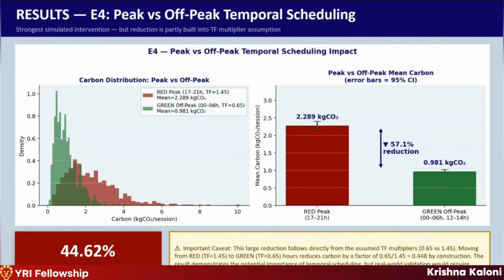The result is partly structural. Moving from TF equals 1.45 to TF equals 0.65 produces a reduction of roughly 0.45 by construction. The result illustrates the potential of temporal scheduling, where real-world validation would require continuous hourly grid carbon intensity data, rather than the 3 fixed tiers used here.